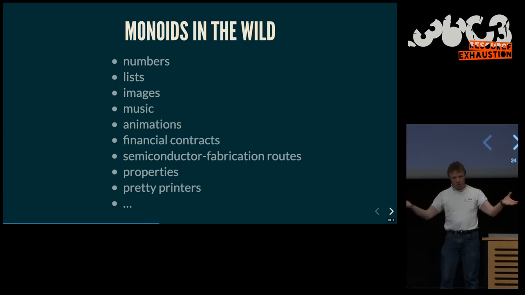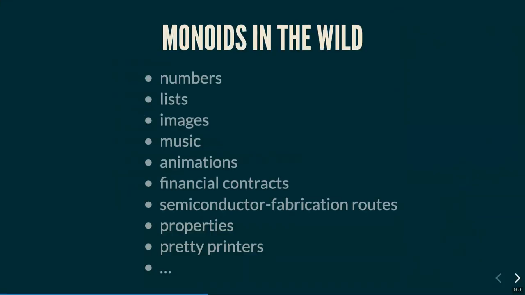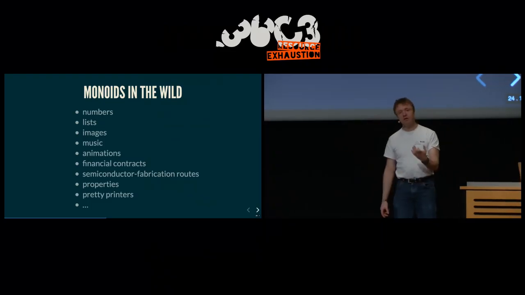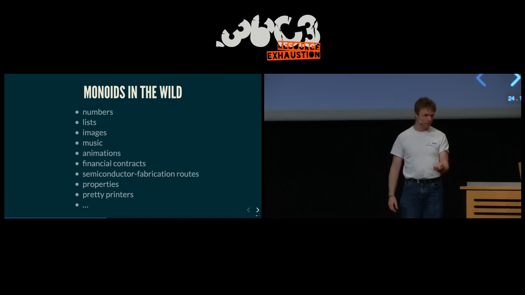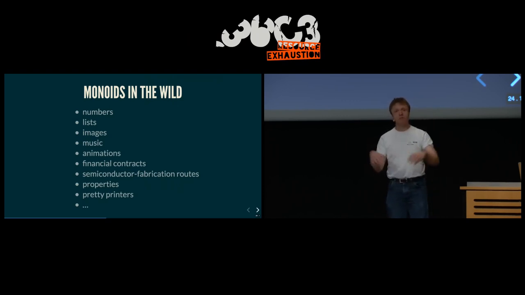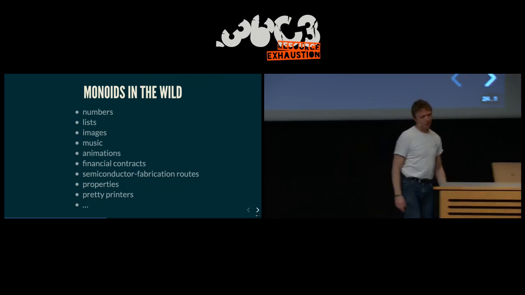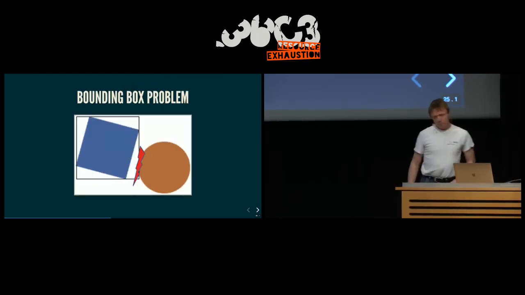You can treat animations, the time axis. You can define monoidal combination of animations. A famous example in functional programming is financial contracts. If you were here last year for a talk of mine, we talked about semiconductor fabrication routes, which sounds very concrete, but they also form a monoid. The properties themselves that we'll see form a monoid, all kinds of things. They're everywhere around you, and these are really the key towards making flexible domain models, because for almost any domain model you can find a monoid just by looking for building blocks and for ways of combining those building blocks into larger building blocks.